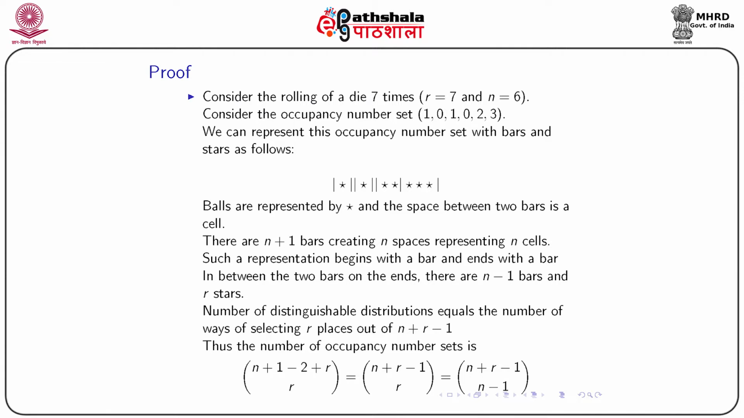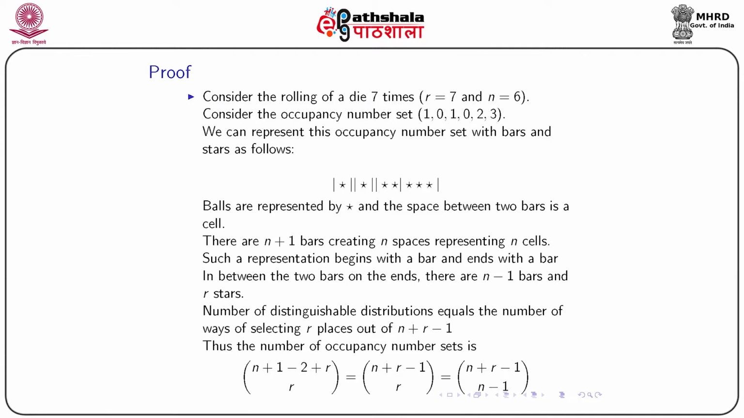Now consider the balls. The balls are represented by stars, and the space between 2 bars is a cell. The occupancy number set we are considering is 1, 0, 1, 0, 2, 3. That means in the first cell there will be one element, in the second cell there will be none, in the third cell once again we will have one ball, in the fourth we don't have any, in the fifth we will have 2 balls, and in the last cell we have 3 balls. So this is the setup corresponding to the occupancy number set 1, 0, 1, 0, 2, 3.